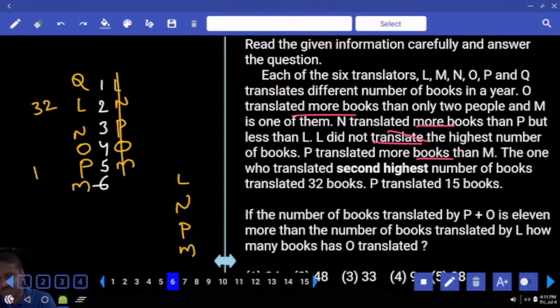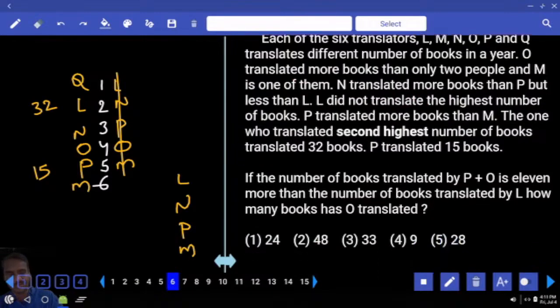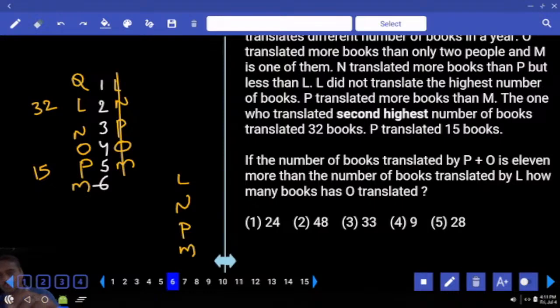Then the one who translated the second highest number of books, L, translated 32. And P translated 15. If the number of books translated by P plus O is 11 more than the number translated by L and O, and L is 32, then 32 plus 11 is 43. So P plus O is 43, and O must be 43 minus 15, which is 28. 28, choice 5, question number 6.